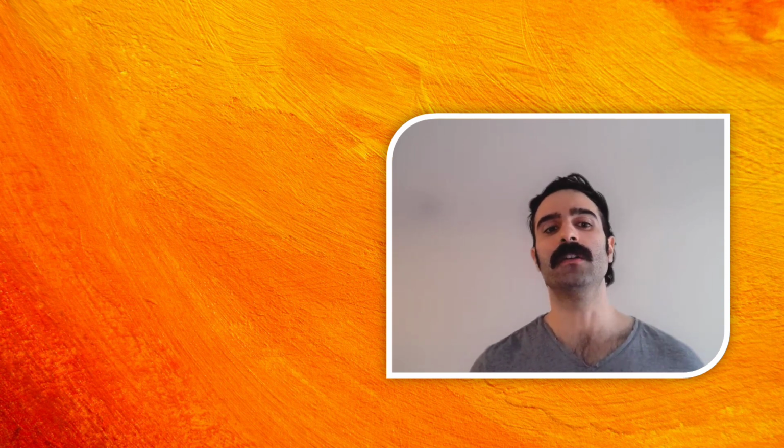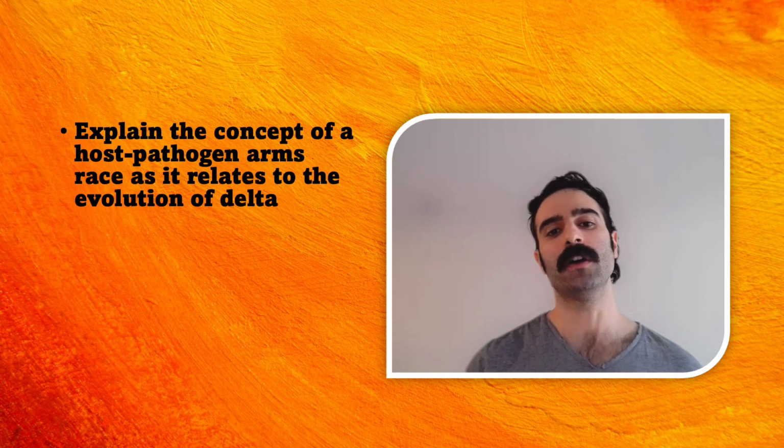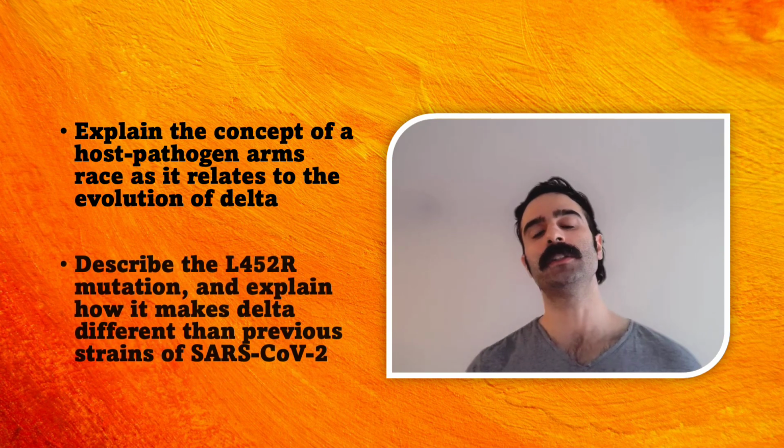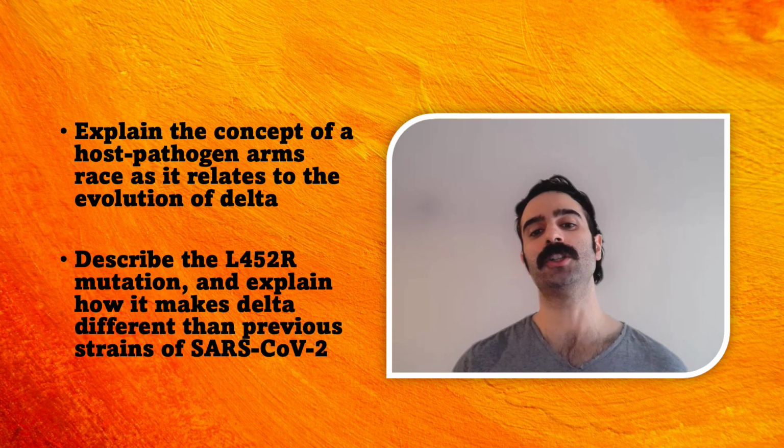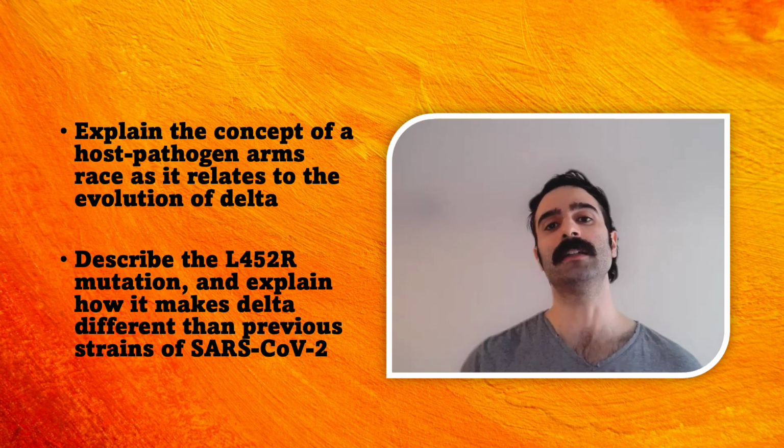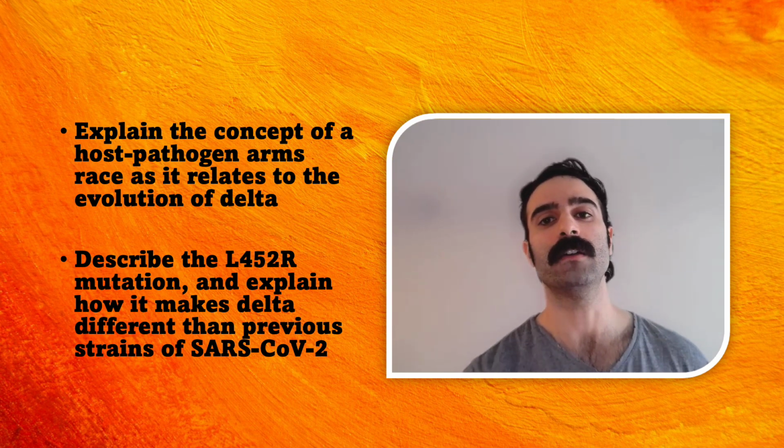By the end of this video, you should be able to explain the concept of a host pathogen arms race as it relates to the evolution of Delta, and be able to describe the L452 mutation and explain how it makes Delta different than previous variants of the virus.